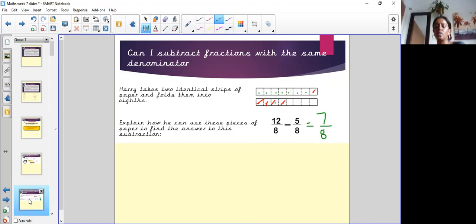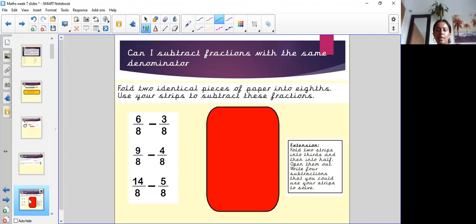See if you can have a go at using the paper method to work these questions out. So it says here, fold 2 identical pieces of paper into 8. Use your strips to subtract these fractions. So have a go at doing it at home, and you can use a way of folding it to help you. Pause the screen here, and then I will show you the answers to this question.